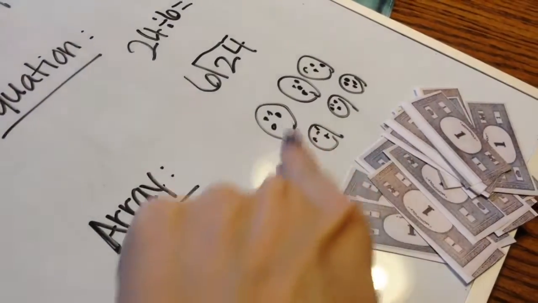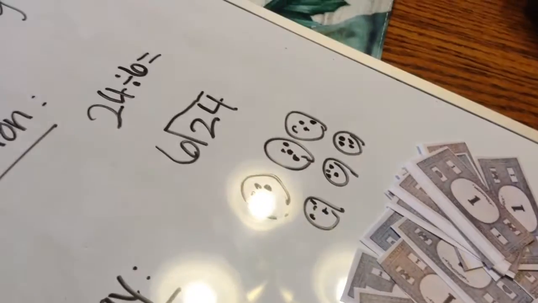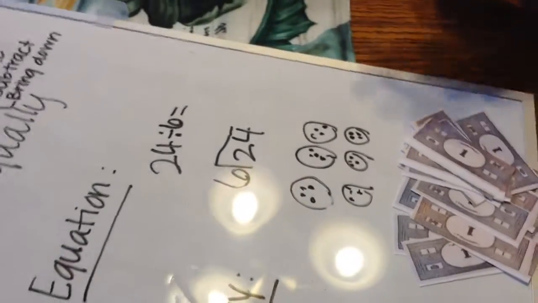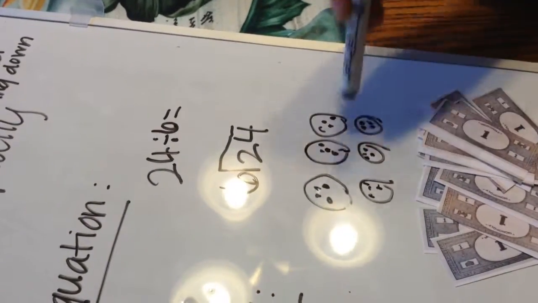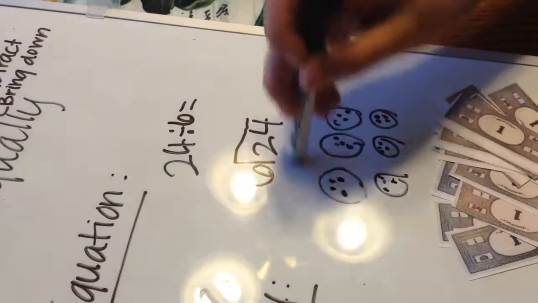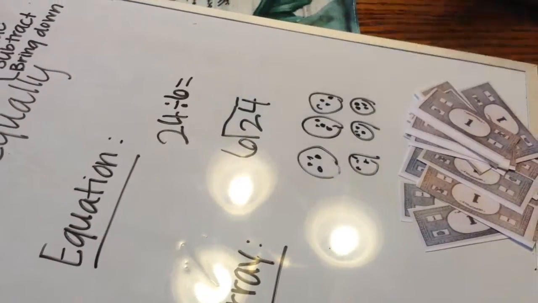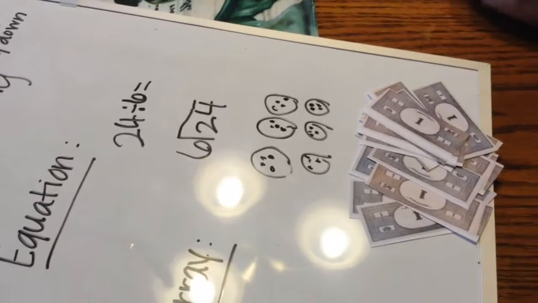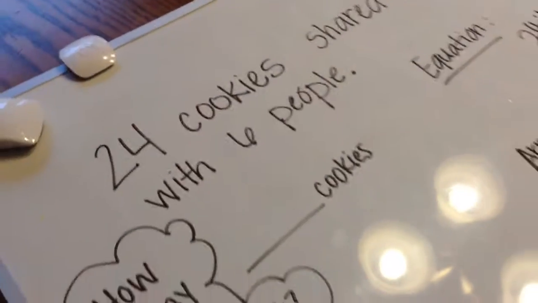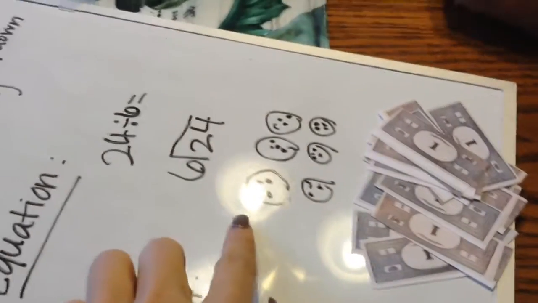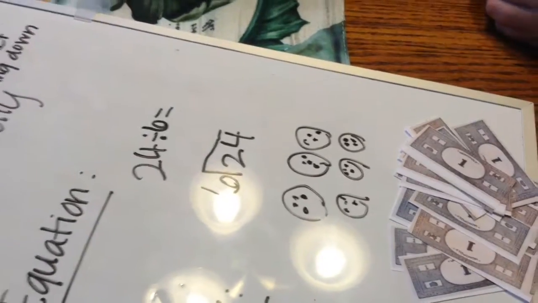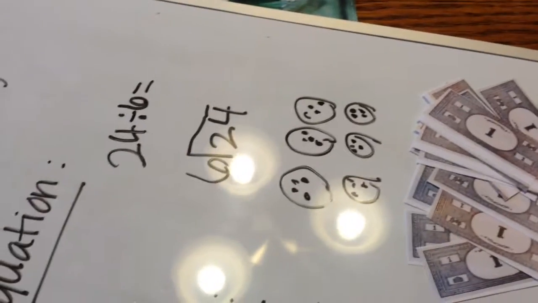And can you explain to me your drawing right here? What did you do to make sure that you... I had 6 groups. Those 6 groups, those are my 6 people. Yes. And then I put dots in every single one until I got my whole number 24. So you counted. So what did you find? How many cookies would each person get in your groups? 4 cookies. So 4 cookies each group.